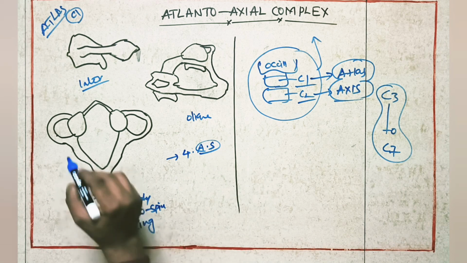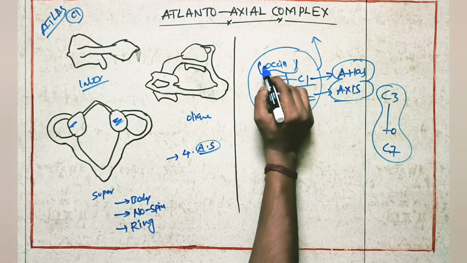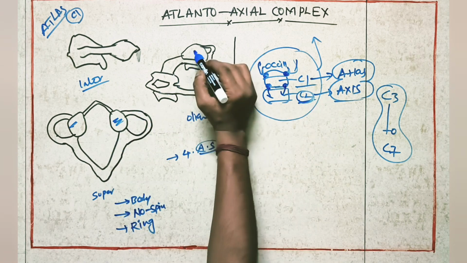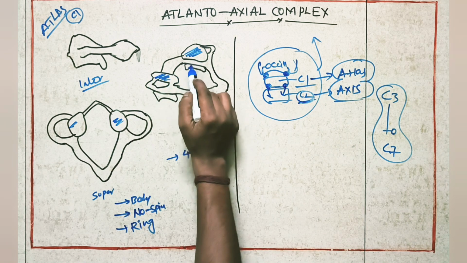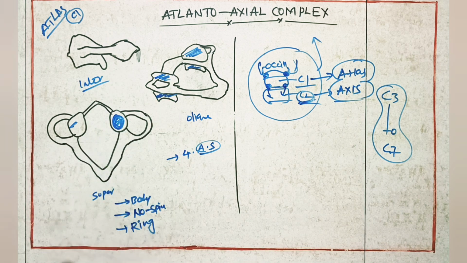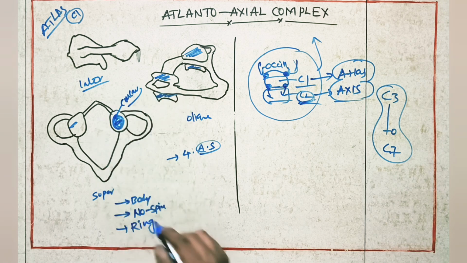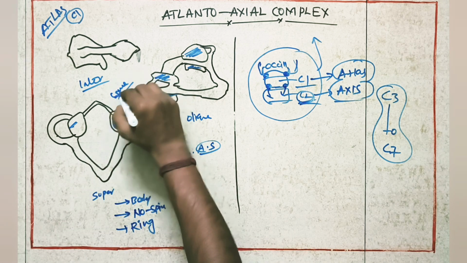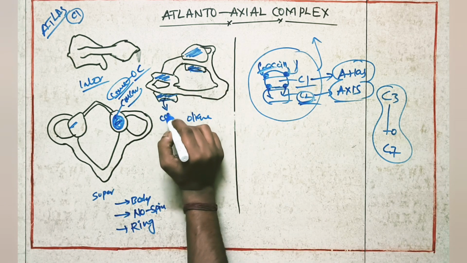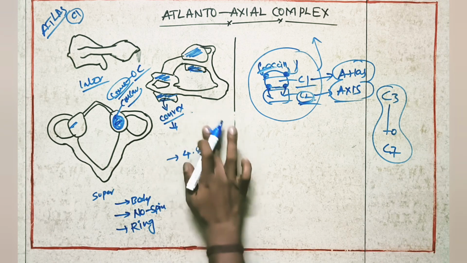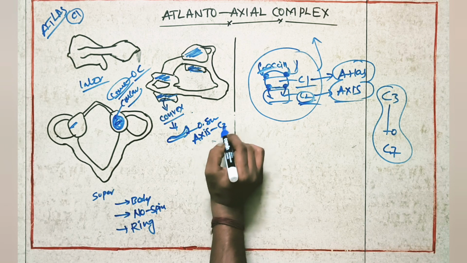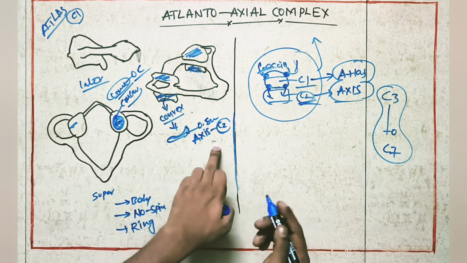Here we have four articular surfaces. The top two articular surfaces are for the occipital bone, and the bottom two are for the second cervical vertebra, the axis. The top articular faces are concave, so they articulate with the convex occipital condyles. The bottom articular faces are convex, so they articulate with the concave articular surface of the axis, the second cervical vertebra.